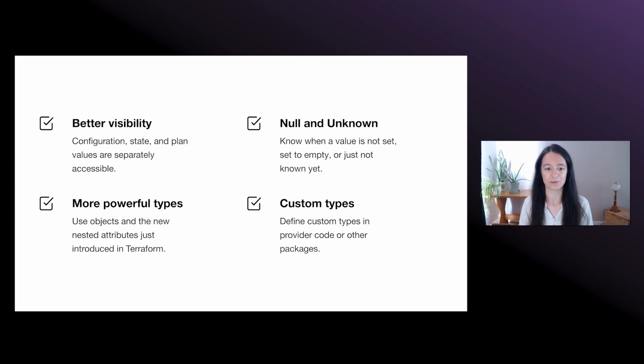The type system of the new framework is more powerful, so we can use the new nested attributes just added to Terraform and future Terraform type changes. Finally, there's support for custom types, which fill that type interface from the framework. So for example, you could define a timestamp type in the provider code, or you could import another Go module that provides it.